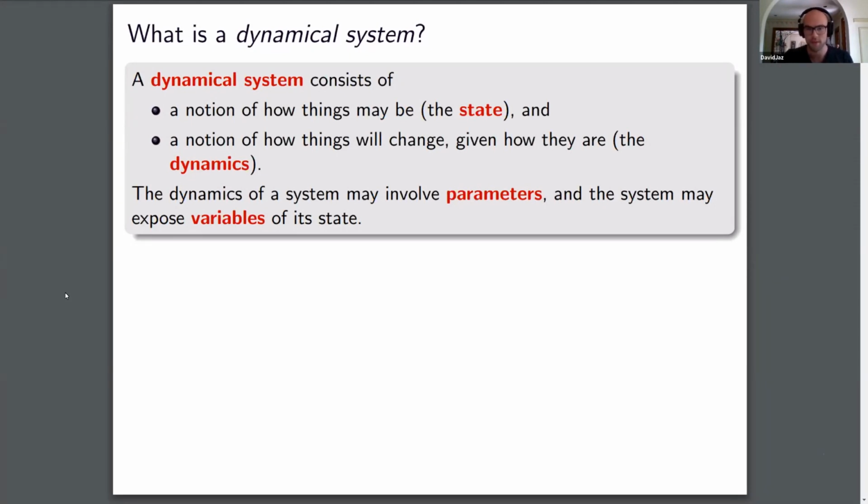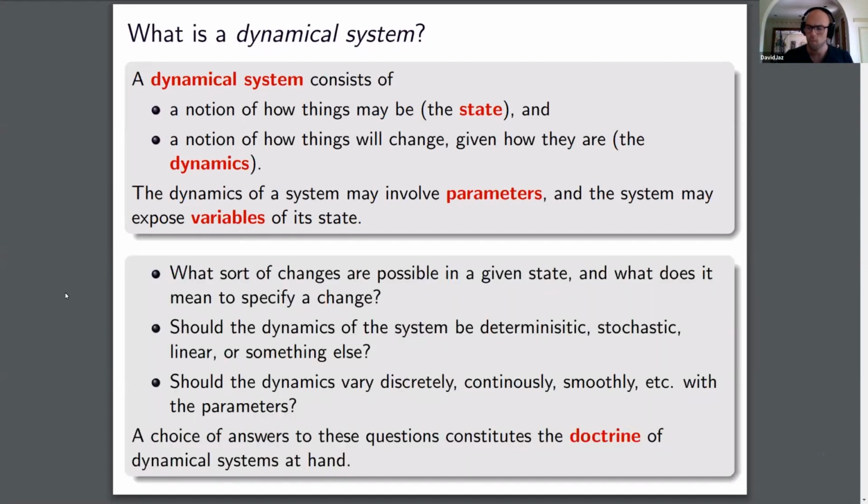And the reason it will expose these variables is because those variables of its state might set the parameters of other systems. So we have some systems, say rainwater flowing over a hill, and the amount of rainwater that is at the top of the hill might depend on the amount of rain falling from the clouds. So if we have this dynamical system telling us about the flow of rainwater over the hill, its parameter, which is the amount of inflow, might be set by the exposed variable, which is the amount of outflow of the cloud dynamical system.